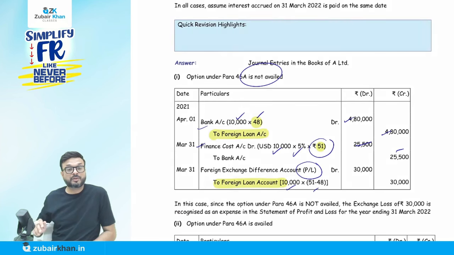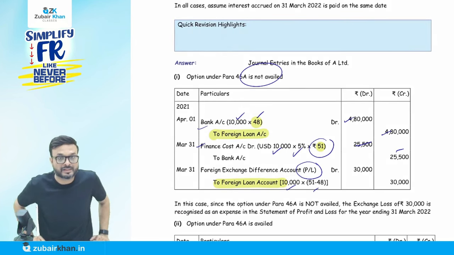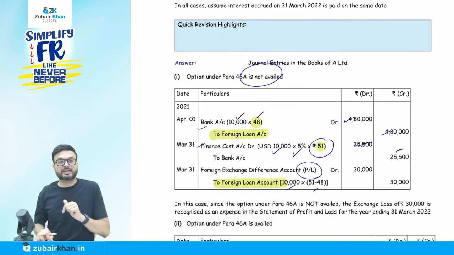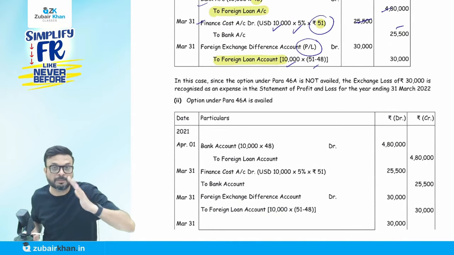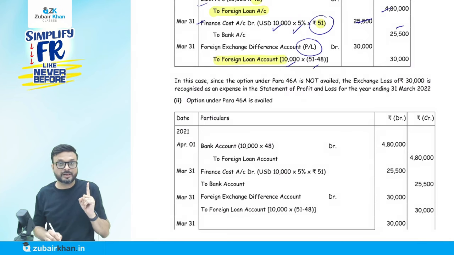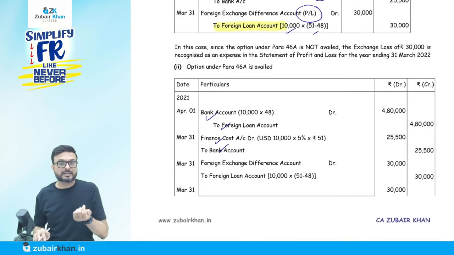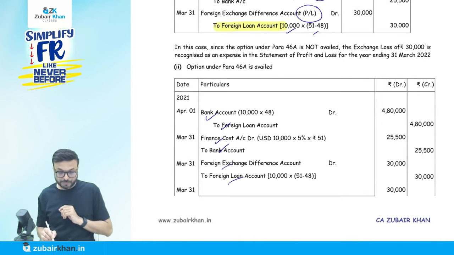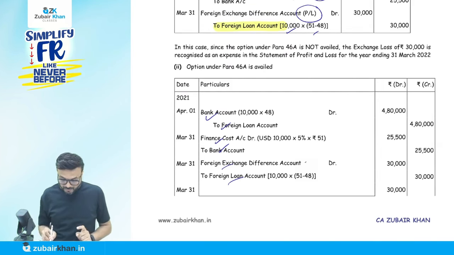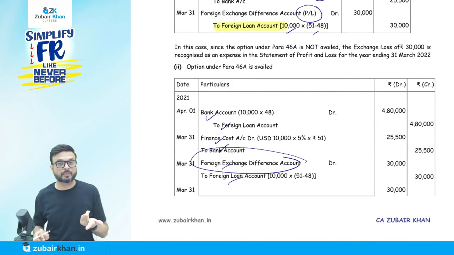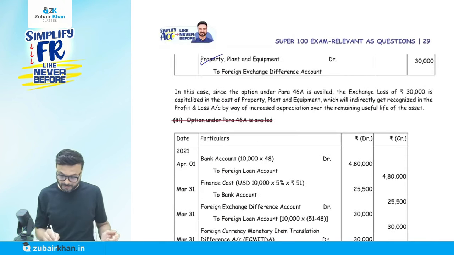But we have the option, if we avail paragraph 46A, in that case we are adjusting in PPE. The same thing, but here the exchange loss we are adjusting in PPE. So first we took a loan, same entry: bank account debit to foreign loan account. Interest, same calculation: finance cost account debit to bank. Then foreign exchange loss account debit to foreign loan, the loss of 3 rupees per dollar. That is coming total 30,000. But this foreign exchange loss, instead of taking to P&L, we adjust in property, plant and equipment.